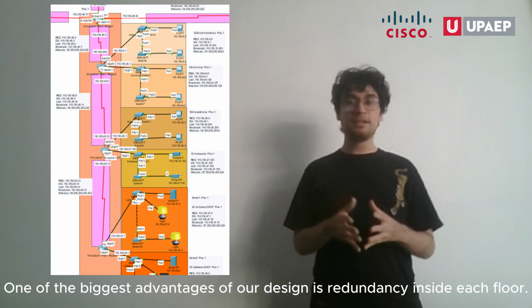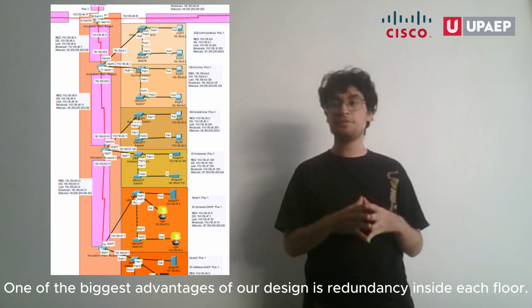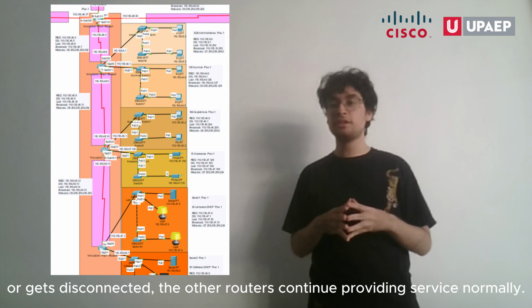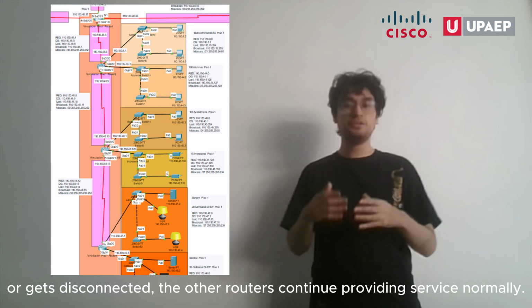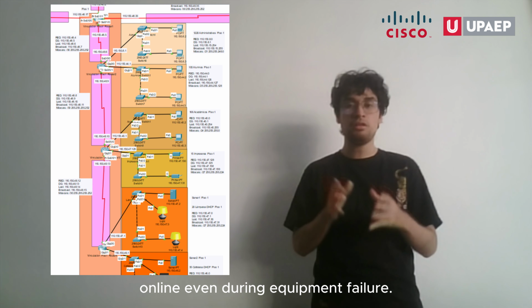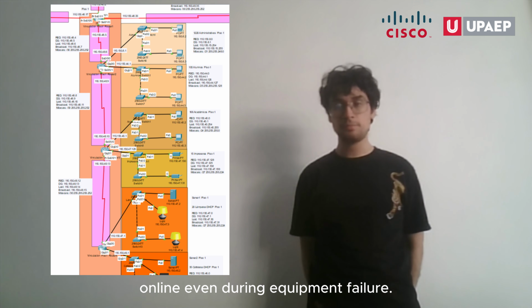One of the biggest advantages of our design is redundancy inside each floor. We install 3 routers per floor, so if one router fails or gets disconnected, the other routers continue providing service normally. This increases reliability and ensures that most devices remain online even during equipment failure.